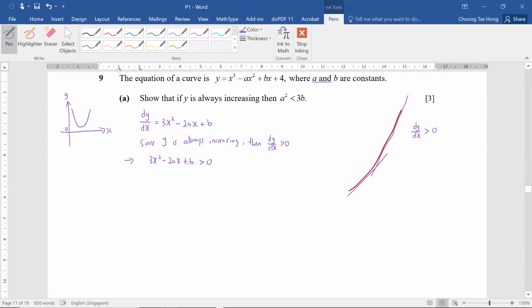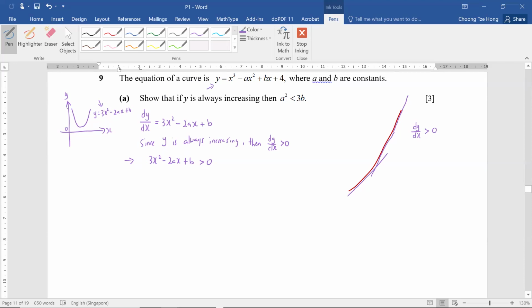The y value of this whole graph is always greater than 0, so the whole graph is above the x-axis. This is the graph y equals 3x squared minus 2ax plus b. This function over here is not the same as the original one. So we are reframing the question. Let's say the question starts from just over here, and we have a quadratic graph that is always greater than 0.